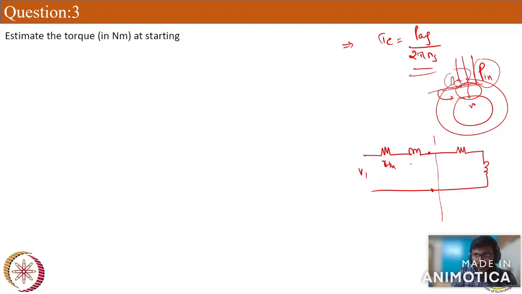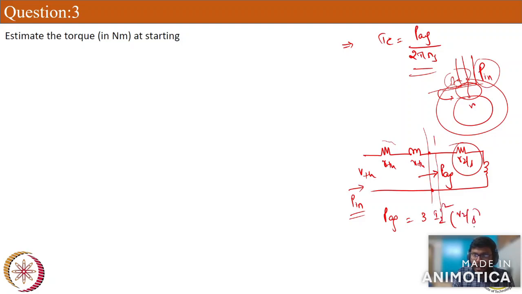That is RTH and XTH, and this is VTH. So here I have supplied some input power. After supplying for the core losses, whatever is left is the air gap power. This air gap power should supply the copper losses here. If we neglect the core losses, eddy current losses and friction and windage losses, the air gap power should supply this R2 by S. So that's why we write air gap power is 3I2 dash square into R2 by S.